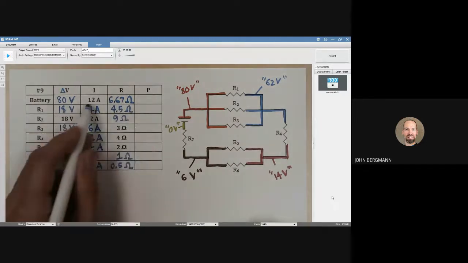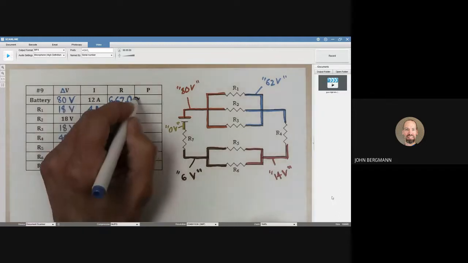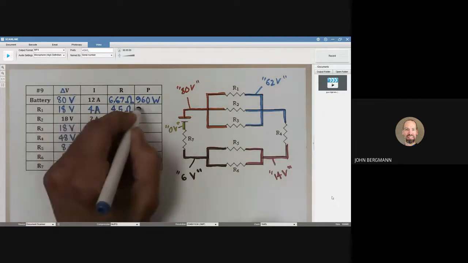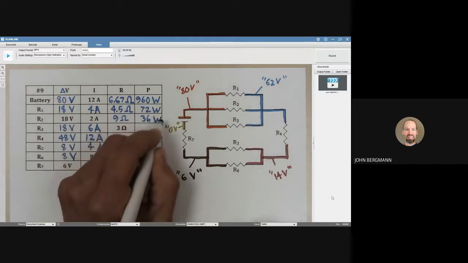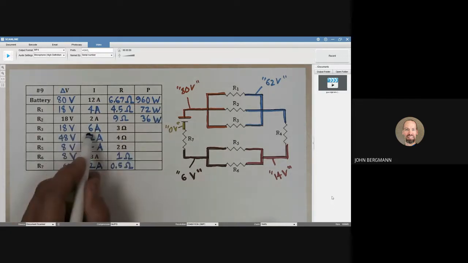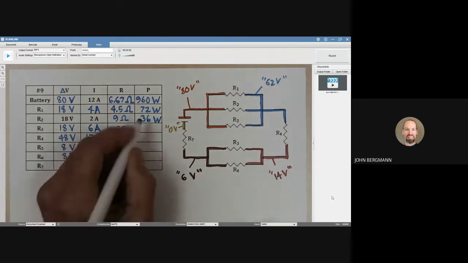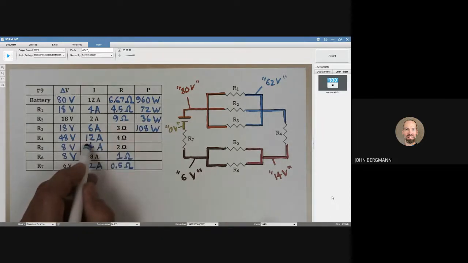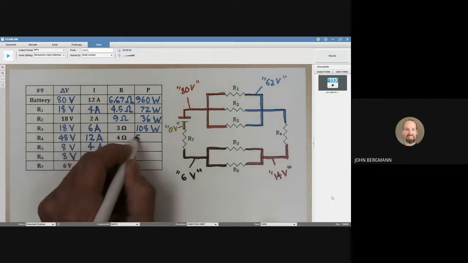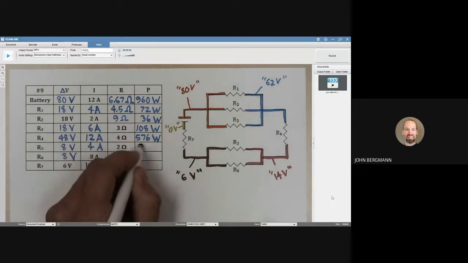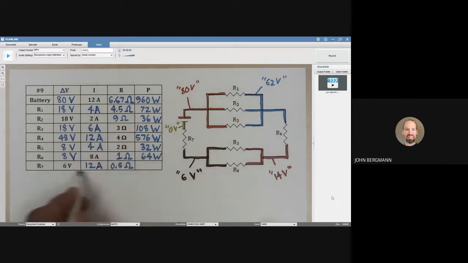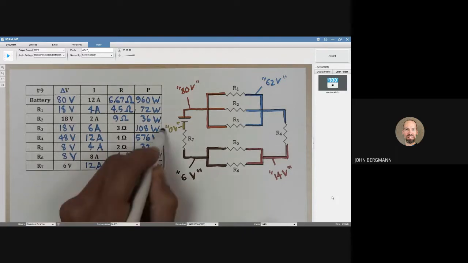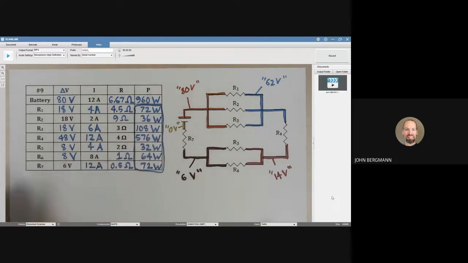All right, let's calculate the power. We're doing I times V here. 18 times 6, 108. 48 times 12. Whew, that's going to be 576. And 8 times 4, that's an easy one, 32. 8 times 8, 64. And 12 times 6 is 72. That's all the power that's being consumed by the resistors.